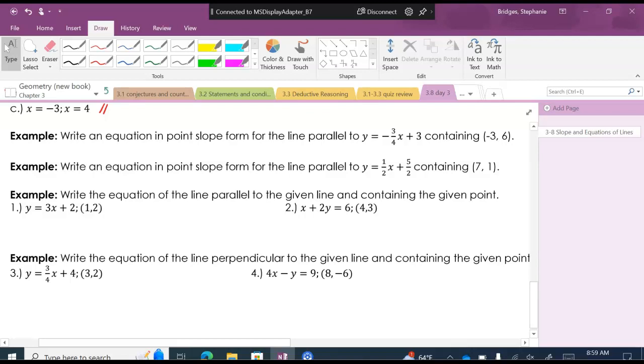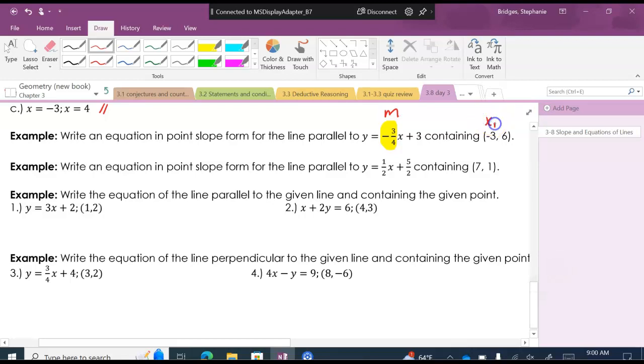Okay. So the first thing I have to determine is what slope to use. It says the line is parallel. What do we know about parallel lines and their slopes? They are the same. So what is the slope of the line that we want it parallel to? What's the equation of the line? Y equals -3/4 x plus 3. What's the slope? -3/4. So I want to use that exact same slope. So that is going to be my m. And then I want to use the point -3, 6.